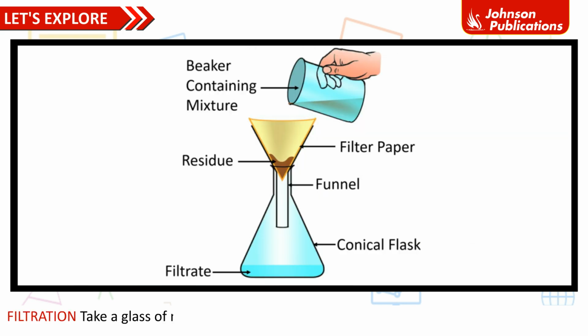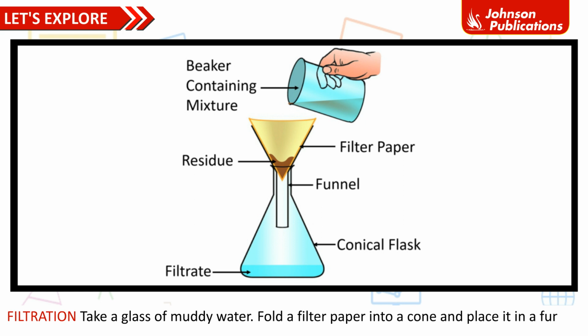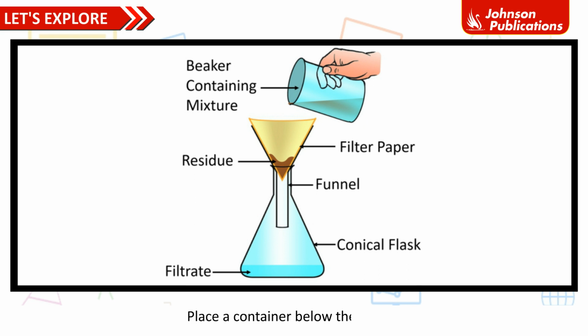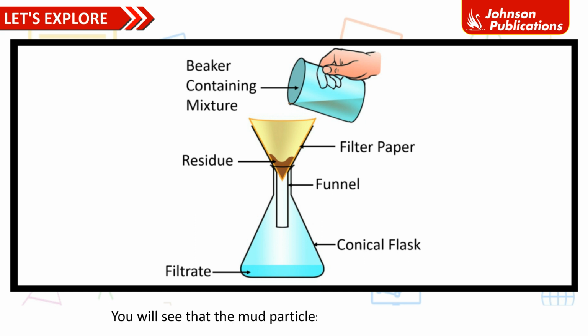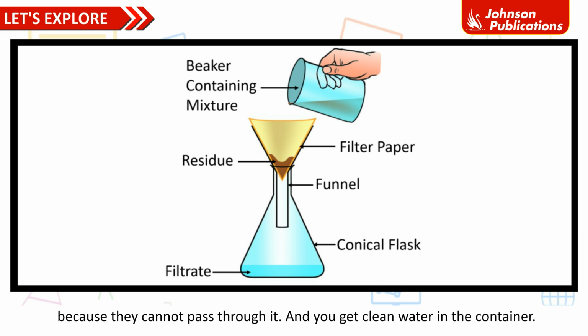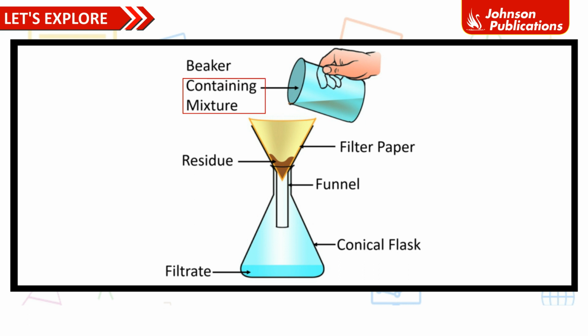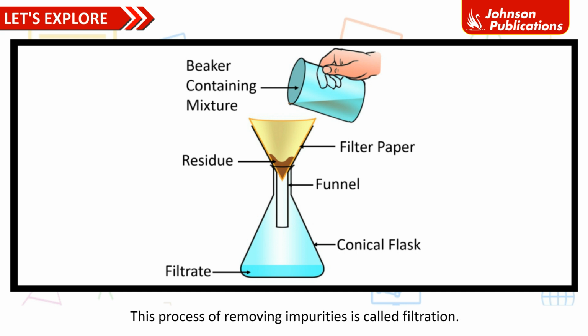Filtration. Take a glass of muddy water, fold a filter paper into a cone and place it in a funnel. Place a container below the funnel. Now pour the muddy water into the funnel. You will see that the mud particles remain in the filter paper because they cannot pass through it, and you get clean water in the container. Beaker containing mixture, filter paper, residue, funnel, conical flask, filtrate. This process of removing impurities is called filtration.